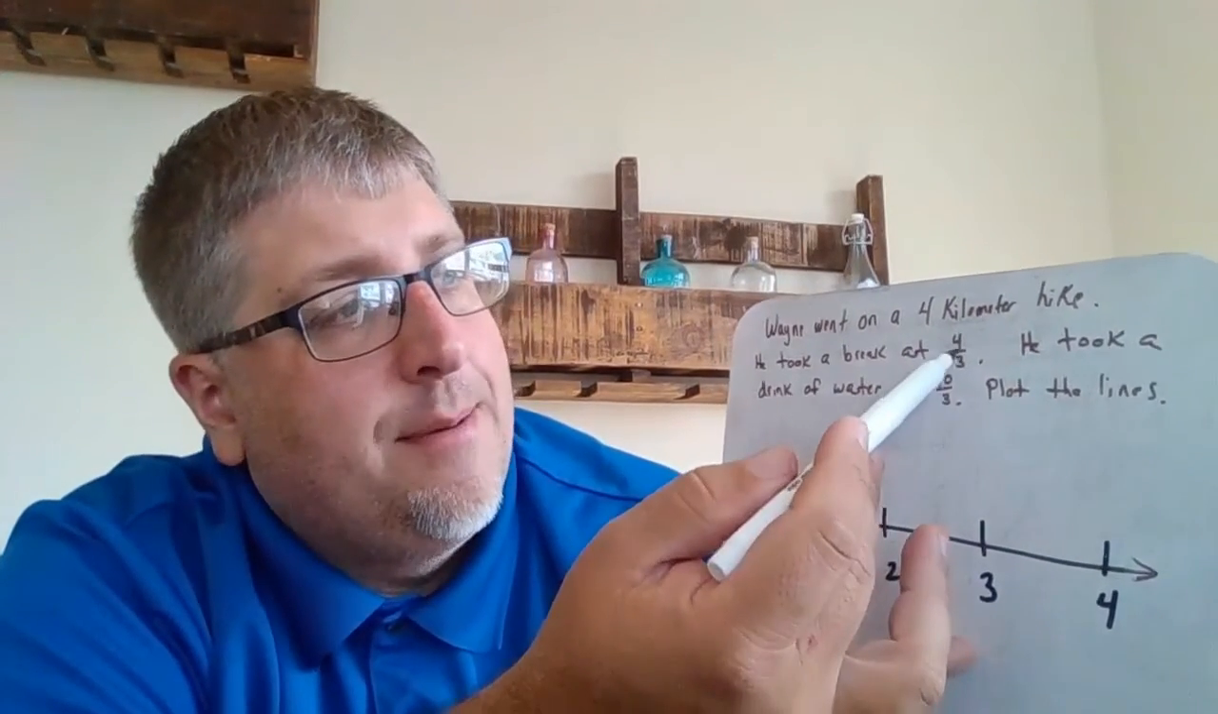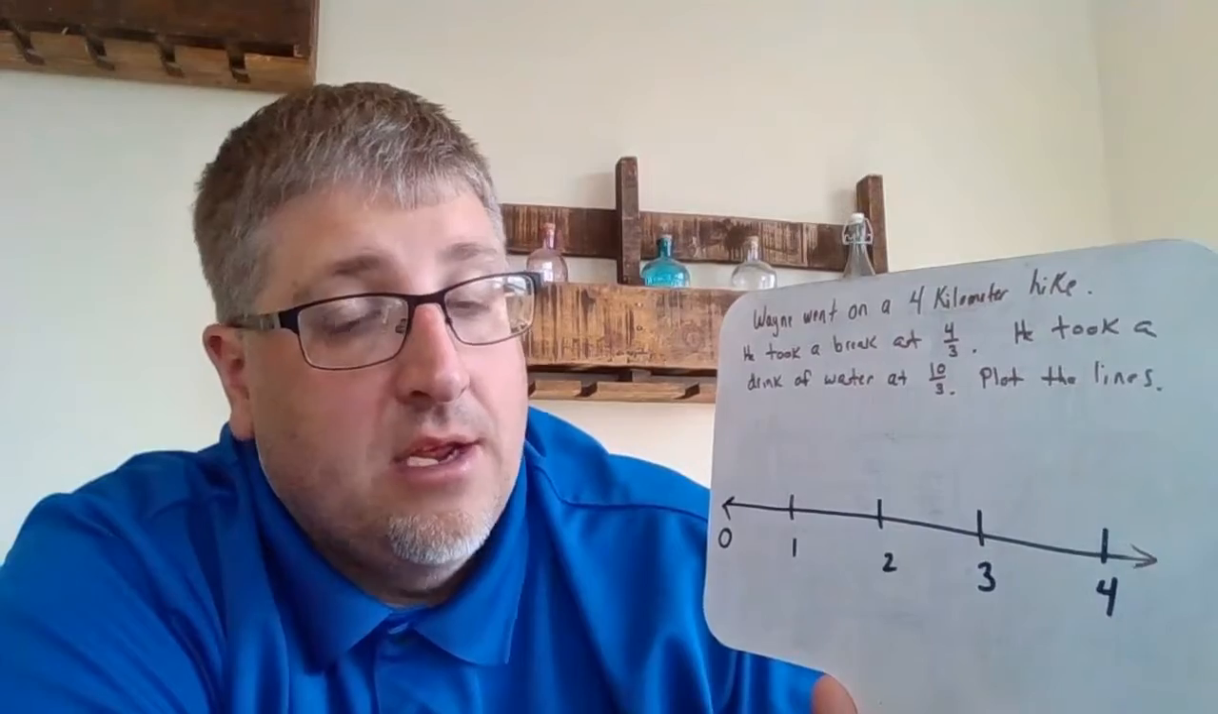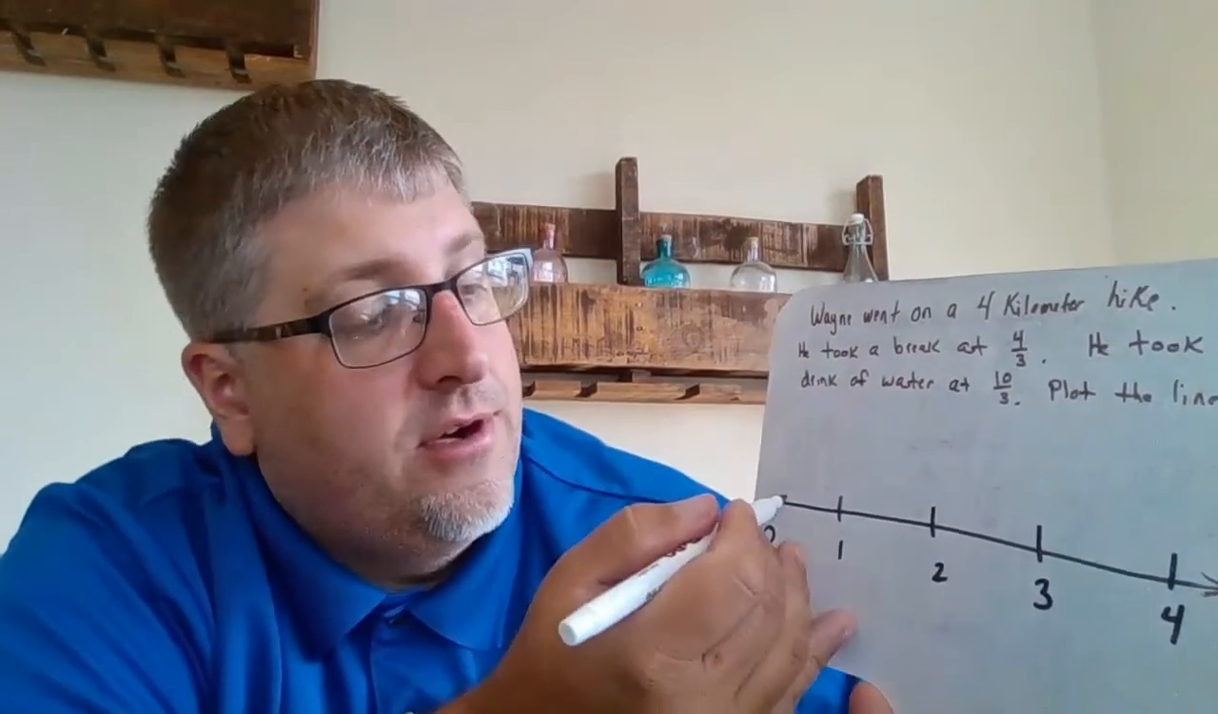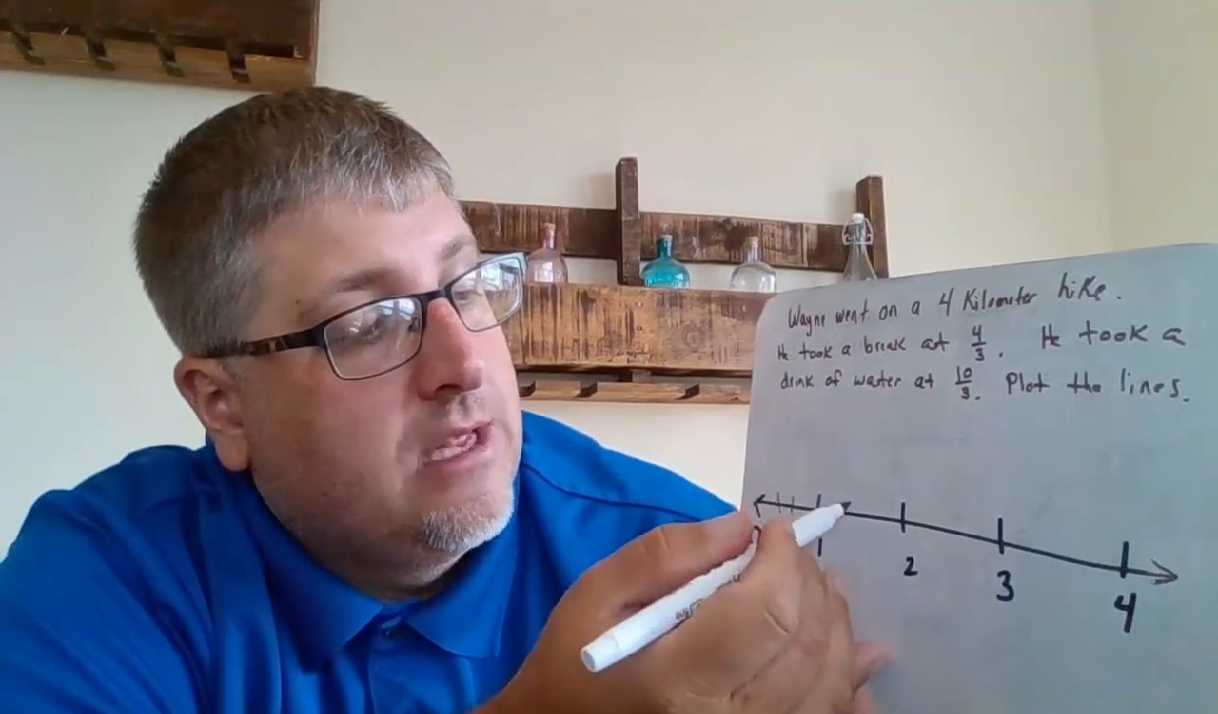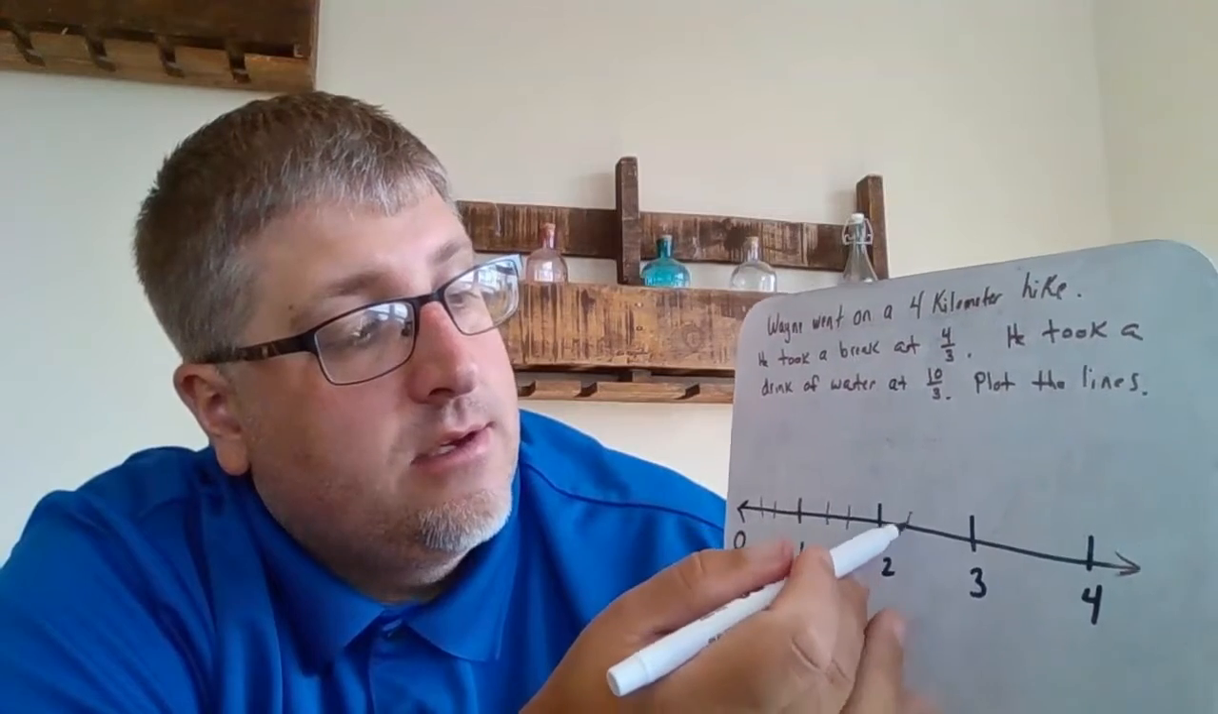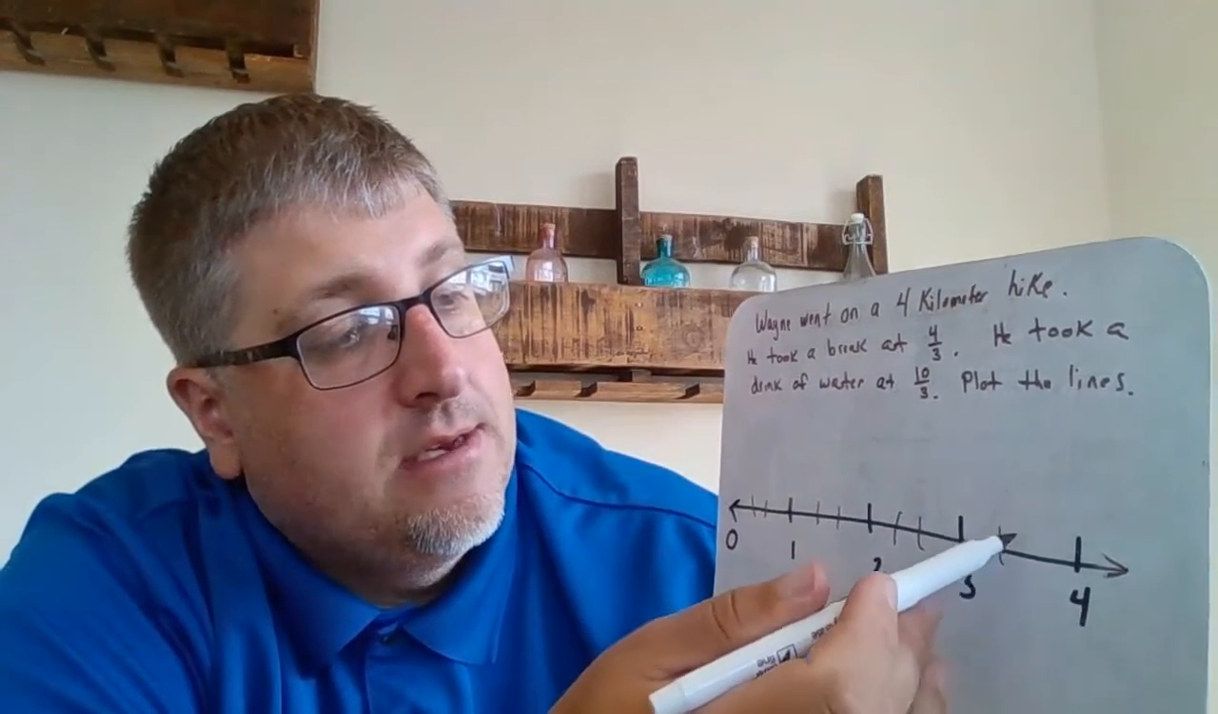So we're going to look at the denominator here. We see the denominator is 3. So we need to break this into thirds. So I'm going to break this into thirds here. 2 lines, 2 cuts, 2 cuts. Now I got 3 pieces. Okay?